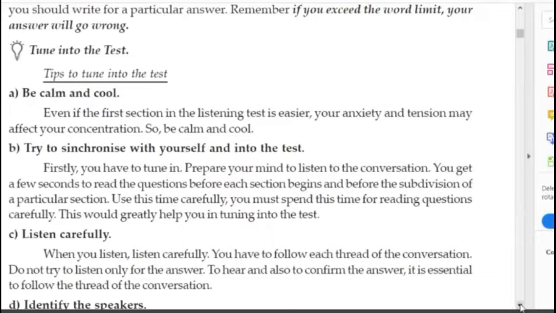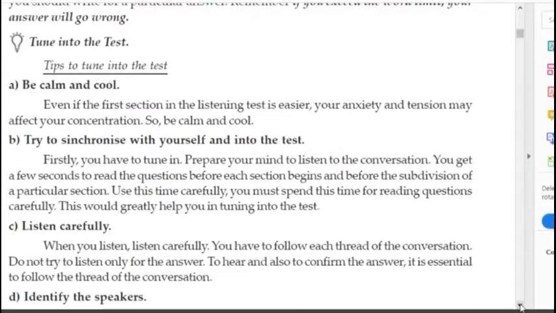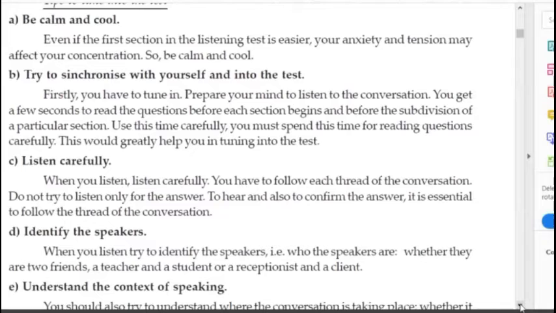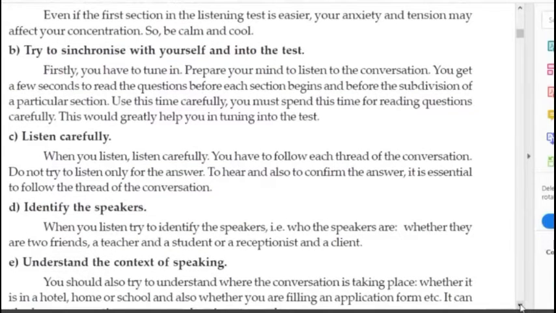And when you listen carefully, you have to follow each part of the conversation. Do not try to listen only for the answer. To hear and also to confirm the answer is essential, I have already told you. The next thing is to identify the speakers. You have to understand who the speakers are, whether it is a conversation between husband and wife, a receptionist and a client, or a policeman and a driver, whoever they are. You have to identify the speakers and understand the context of speaking.